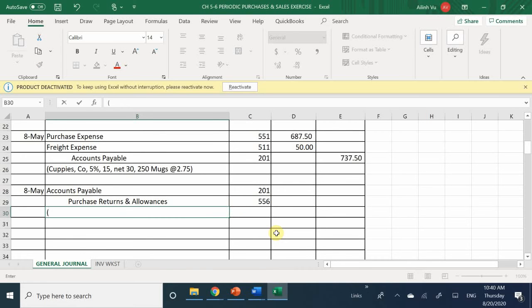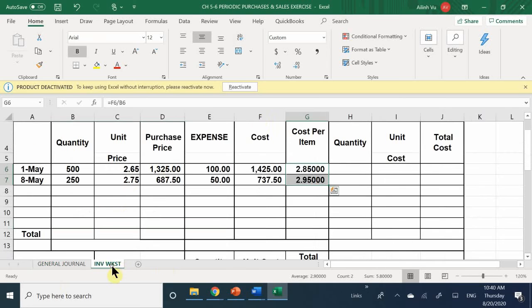Now I'm gonna go ahead and write here that we are getting a 15% discount on 50 mugs that were originally cost at $2.75. Is that correct? And we can leave it there. Now let's go into our inventory worksheet so we can calculate it there.